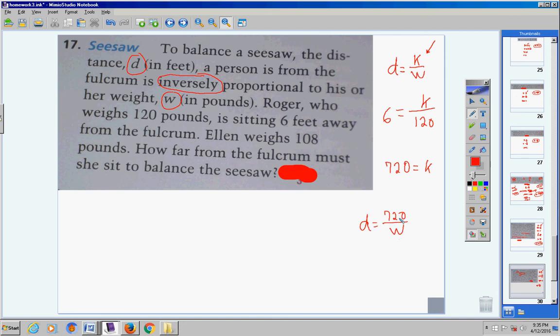Now, look what the question asks us here in the end. It says, how far from the fulcrum must she sit to balance the seesaw? Okay, and she weighs 108 pounds. So where the weight is, I'm going to put 108.